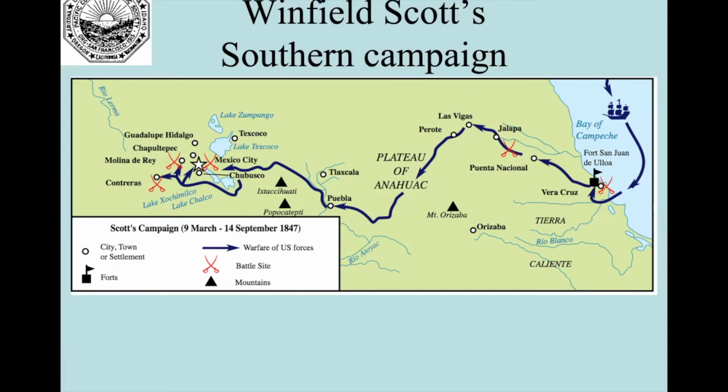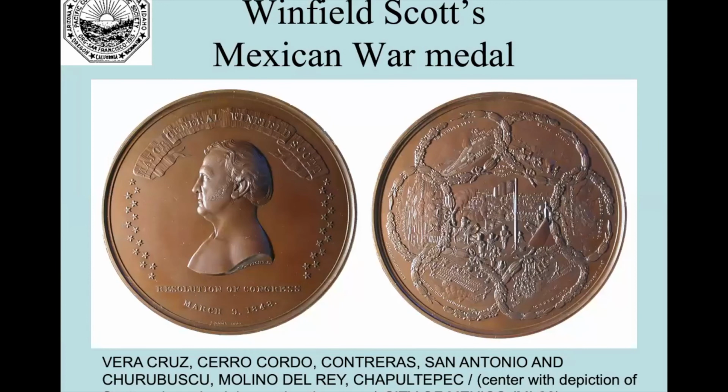So that's what Scott did. Once he got to Mexico City, Taylor and the other armies up in the northern Mexico had all of northern Mexico, and Scott had most of southern Mexico, and so the country was defeated. Mexico was defeated, and the treaty had to be negotiated.